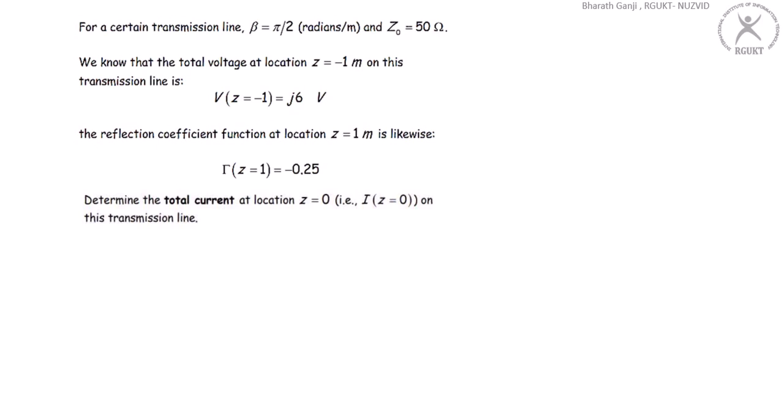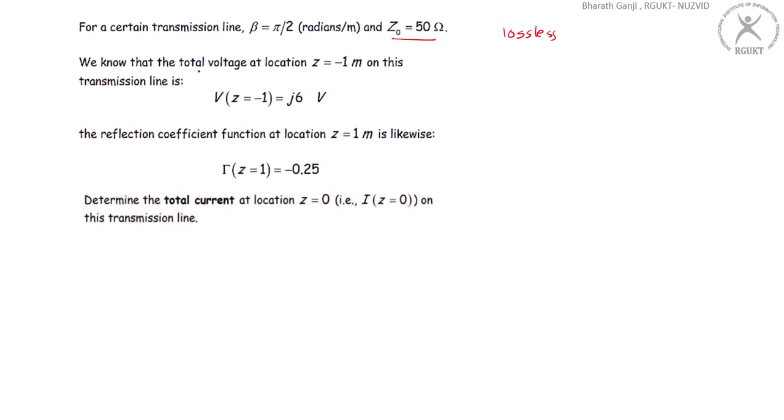So the first question is, for a certain transmission line the phase constant beta is given and the characteristic impedance is 50 ohm. As the alpha value is not given here, we can assume it is a lossless scenario. Okay, so it is a lossless case, and the transmission line's few parameters are given here.